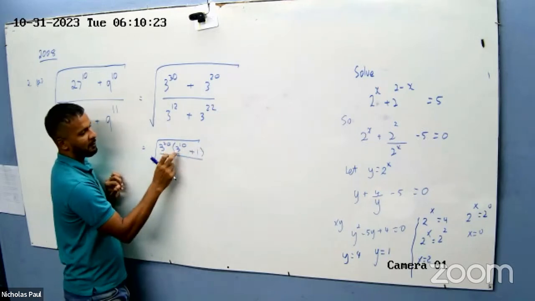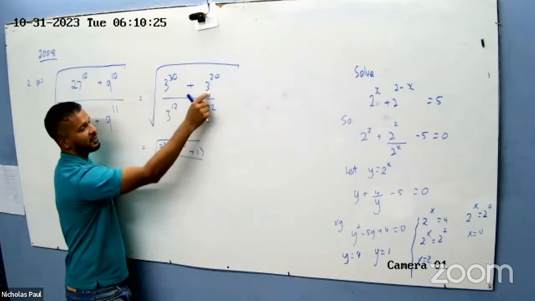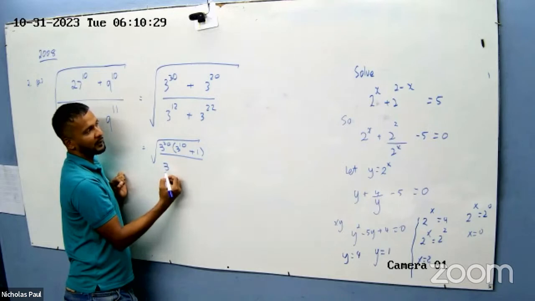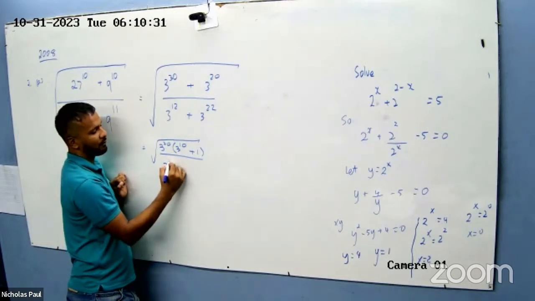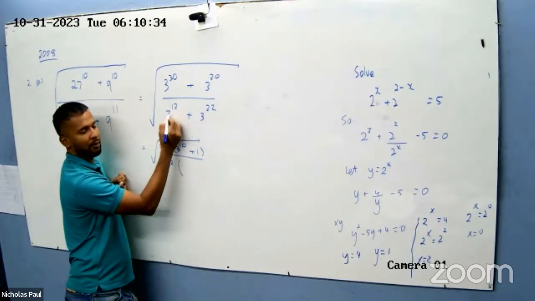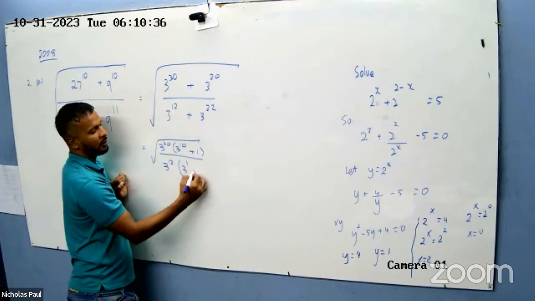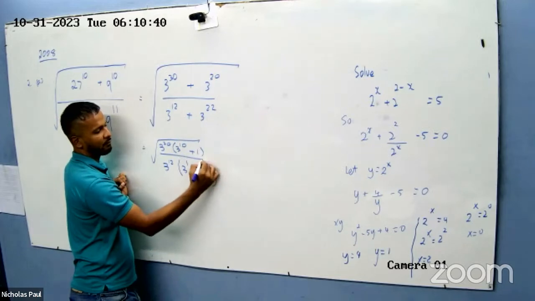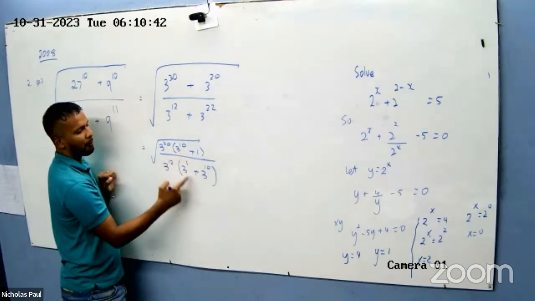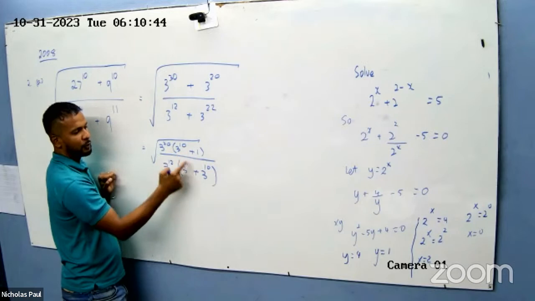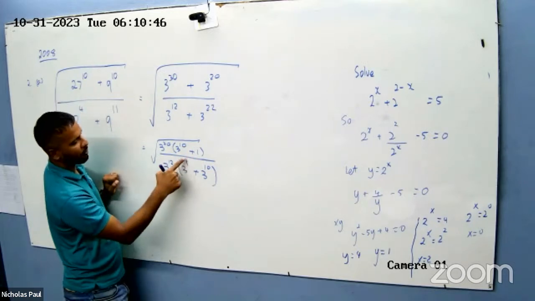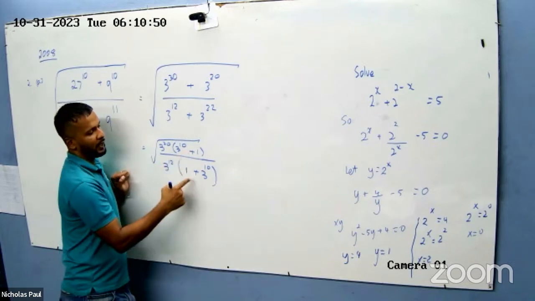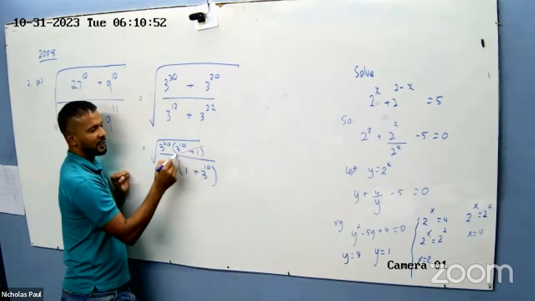This by this giving you this. This by this giving you this. And underneath, factor out 3 to the what? 3 to the 12. 3 to the 12 from this will give you 1, and 3 to the 12 from this will give you 3 to the 10. Wait, someone wrong here, it should be 1. These two are the same, so this will cancel.